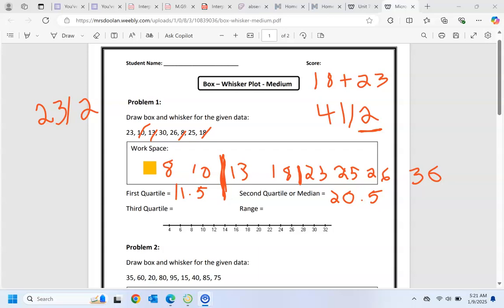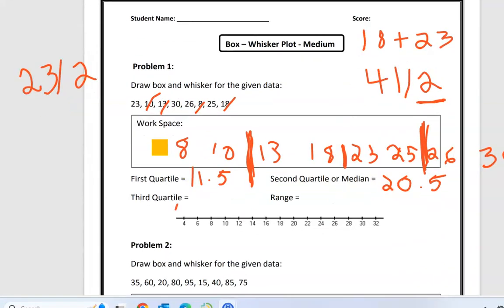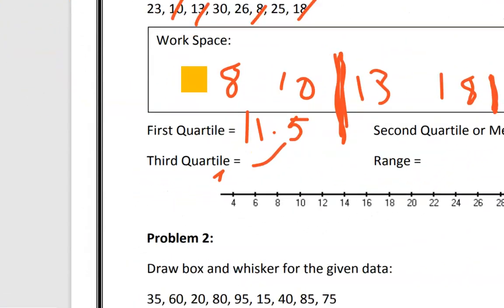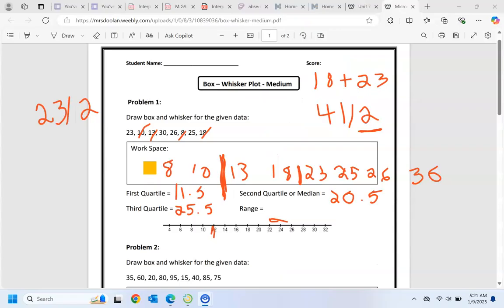Okay. And so now I'm looking at 23, 25, 26, and 30. Okay. So I'm looking right here. This is going to be my third quartile. So I'm between 25 and 26. All right. Which, these numbers are right next to each other. So in the middle is going to be, oops. Sorry, y'all. All right. So in between 25 and 26 is going to be 25.5.